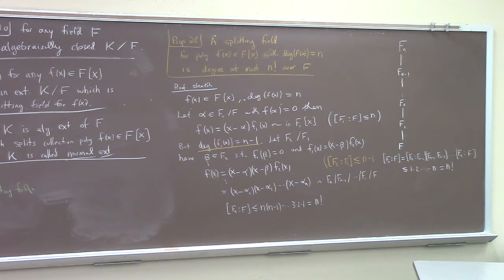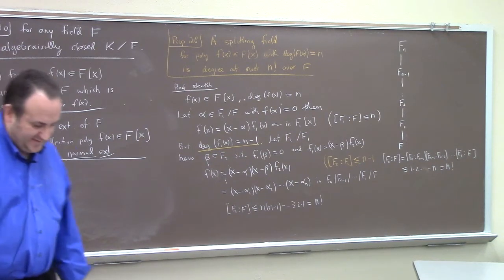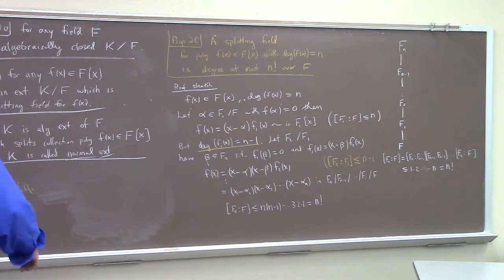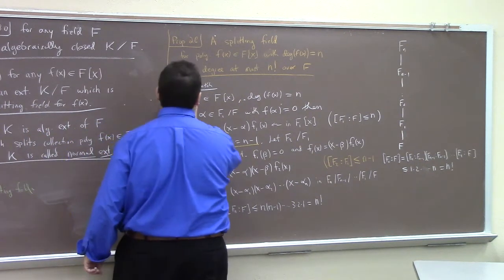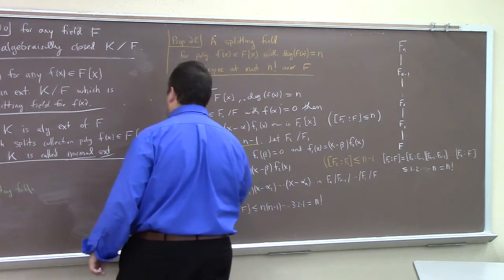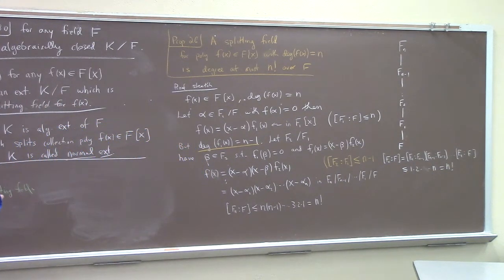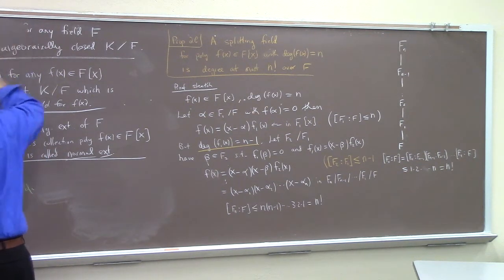So what was the other definition that was plaguing us? A field K is said to be algebraically closed if every polynomial with coefficients in K has a root in K. Right, so I'm going to erase this. I don't think we need these.